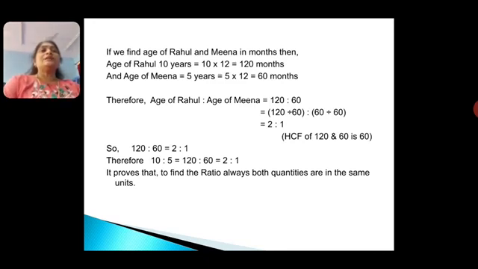Above, we see that 10 ratio 5 is also 2 ratio 1. Therefore, 10 ratio 5 equals 120 ratio 60 equals 2 ratio 1. It proves that to find the ratio, both quantities must always be in the same units.